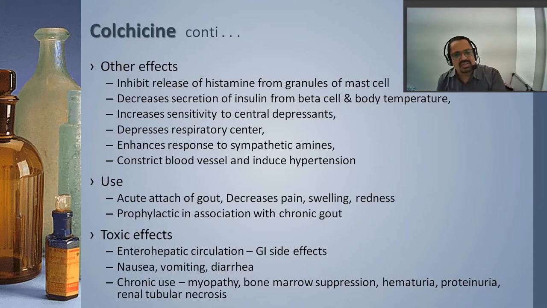As far as therapeutic use is concerned, colchicine is used in an acute attack of gout to decrease the pain, swelling, and redness. It is also used as prophylaxis in association with chronic gout. As far as toxic effects are concerned, there is enterohepatic circulation of this drug. Therefore, there are many GI side effects, nausea, vomiting. Chronic use may lead to myopathy, bone marrow suppression, and hematuria. These are the other side effects and toxic effects of colchicine.